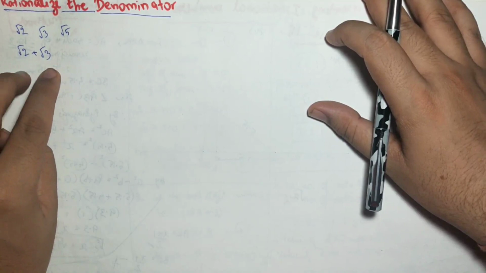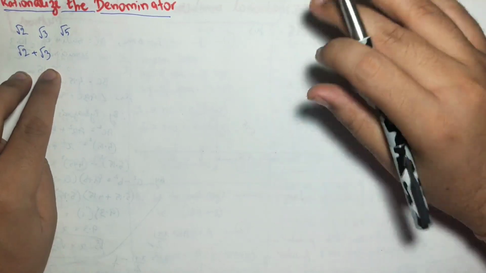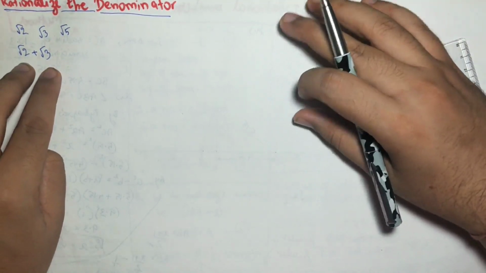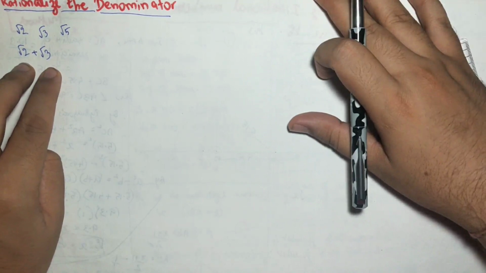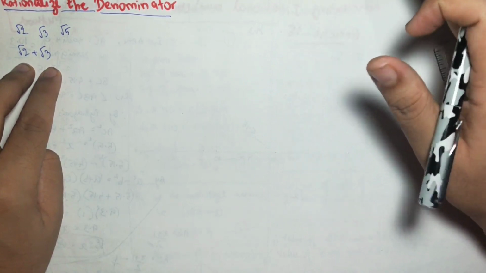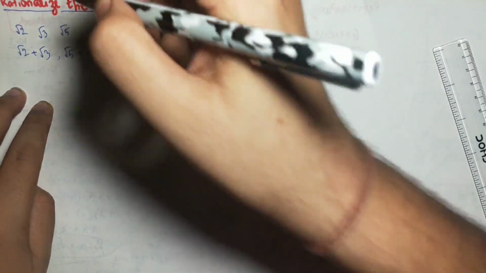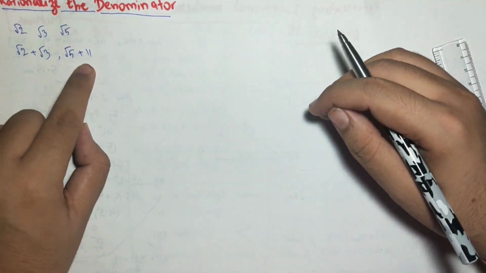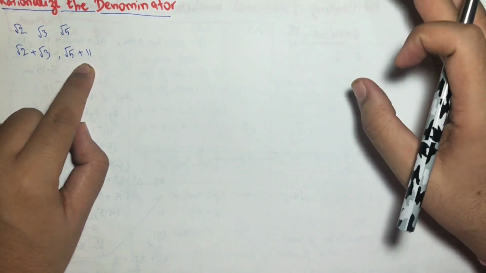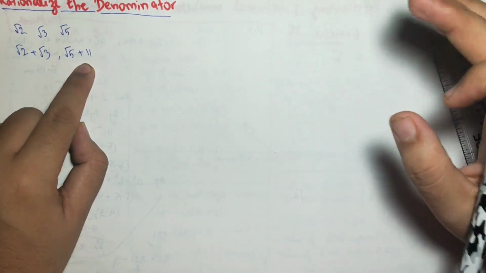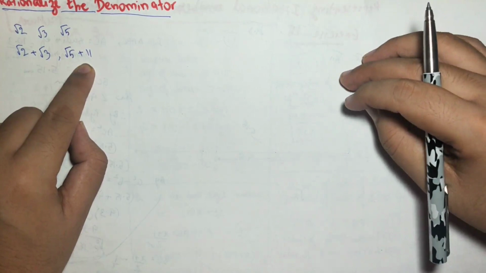So root 2 plus root 3 will remain root 2 plus root 3. That is an irrational number only. It will not change its value. Now an irrational number and a rational number. Suppose I tell you root 5 plus 11. If an irrational number is added to a rational number, again we cannot add them. And we cannot subtract them also, because they are not like terms.